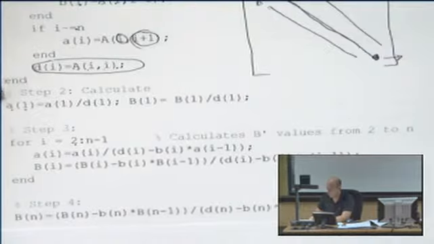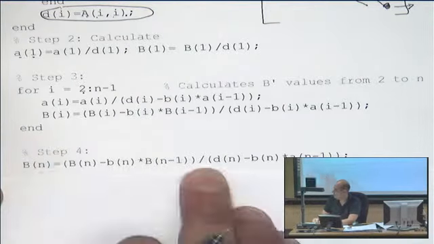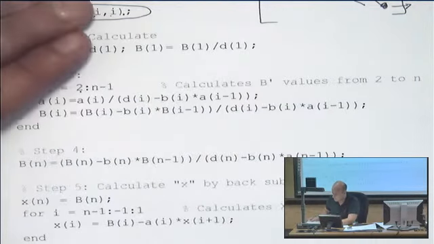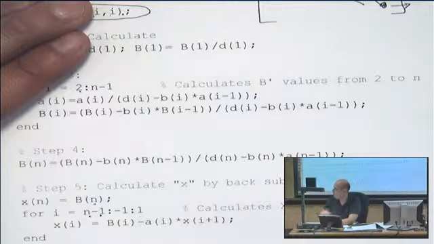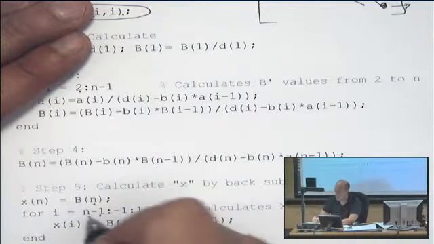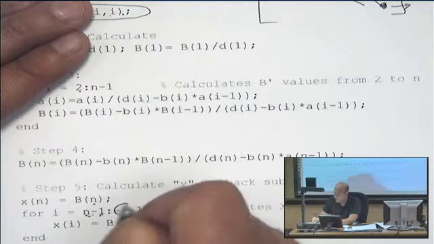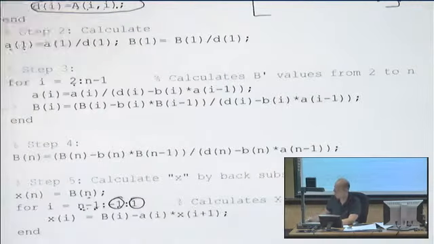Step 4 was you calculate B of n. So you put in the formula for B of n that it gave you. And then step 5 was x of n is equal to b of n, and for I is equal to n minus 1, we're going backwards. It's like a back substitution step, right? So we start at n minus 1, we decrease by negative 1, and we go all the way to 1, and x of I is equal to that. And that's our whole solution.